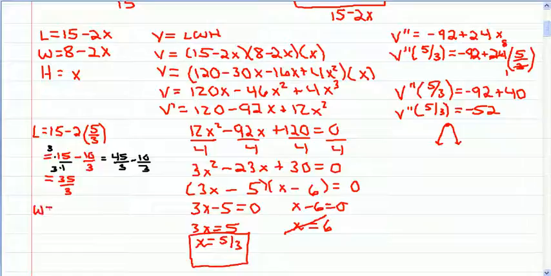The width is equal to 8 minus 2x, which is 8 minus 2 times 5/3, which is 8 minus 10/3. So all I'm doing is just finding the values of the length, width, and height so that I can find the maximum volume.